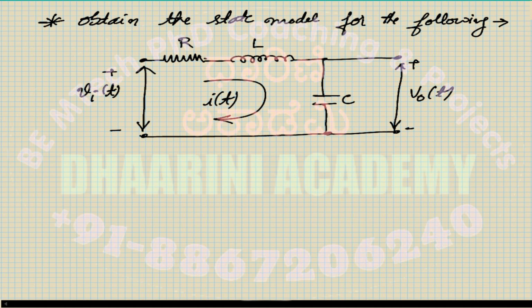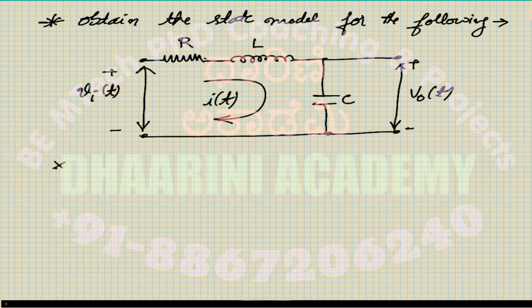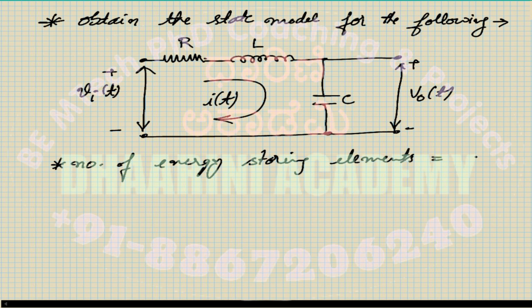Okay, now we have to observe the number of energy storing elements. That's important. The number of energy storing elements is equal to how much in this case? Two, right? There is one inductor and one capacitor.